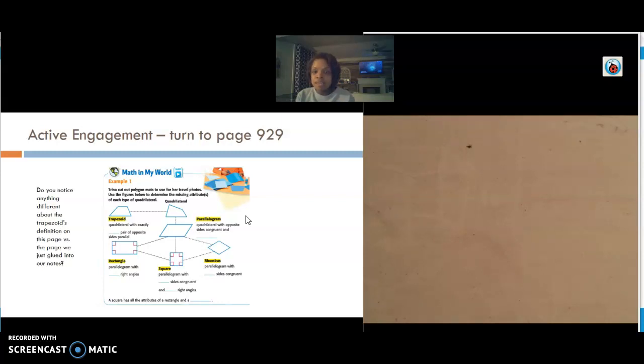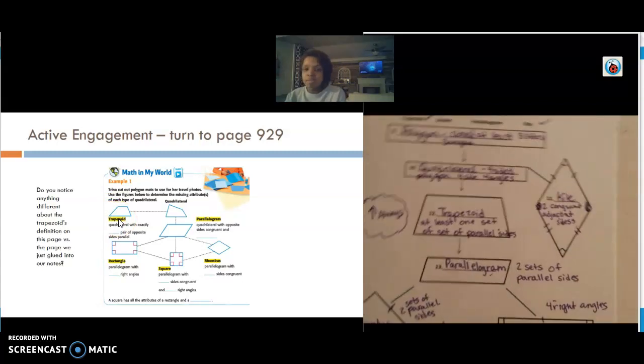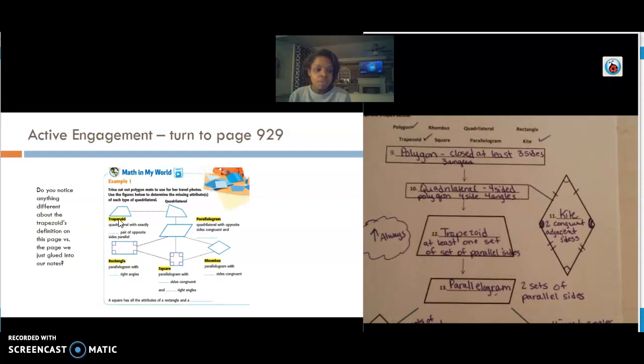So in some definitions, they say that a trapezoid has one set of parallel sides. Georgia recognizes it as having at least one set. Okay, so in this case, this hierarchy pushes the trapezoid out to the side. I don't want you to think that what we did, this work over here, is incorrect, because it's not. And I'm going to give you another example.